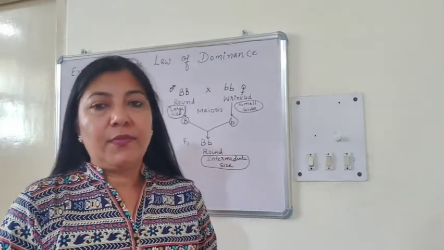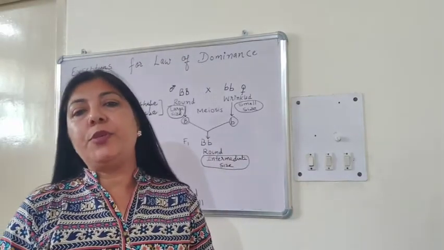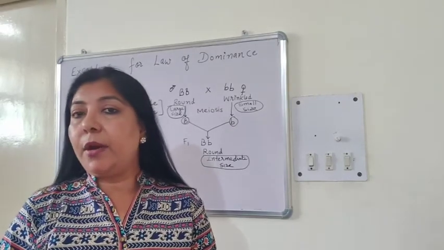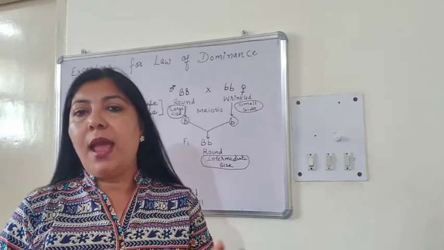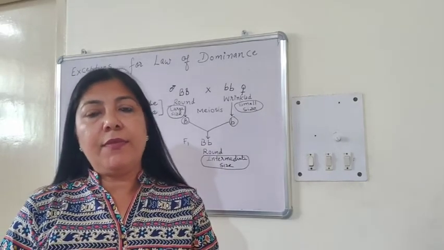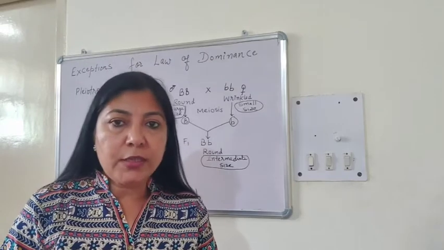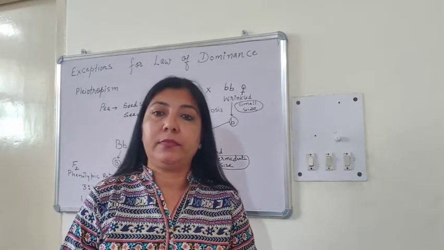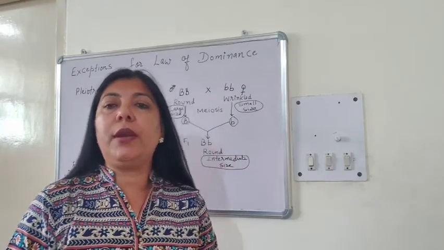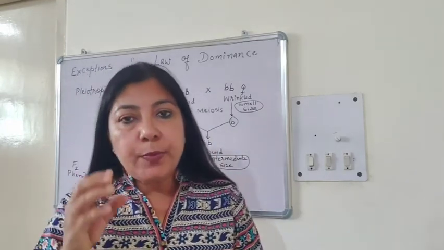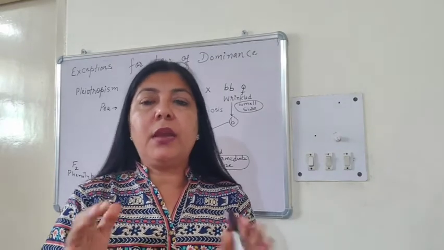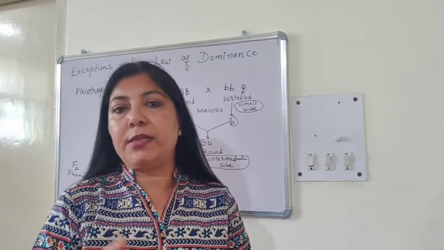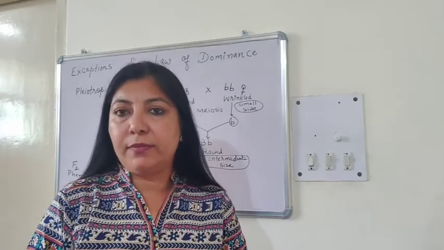In the last class, we studied the exceptions to the law of dominance. In that, we studied incomplete dominance and codominance. When we studied codominance, I also explained the concept of multiple allelism, where in case of human blood group, the expression of the blood group is controlled by not only two alternatives, there are three alternatives, that is IA, IB and small i.